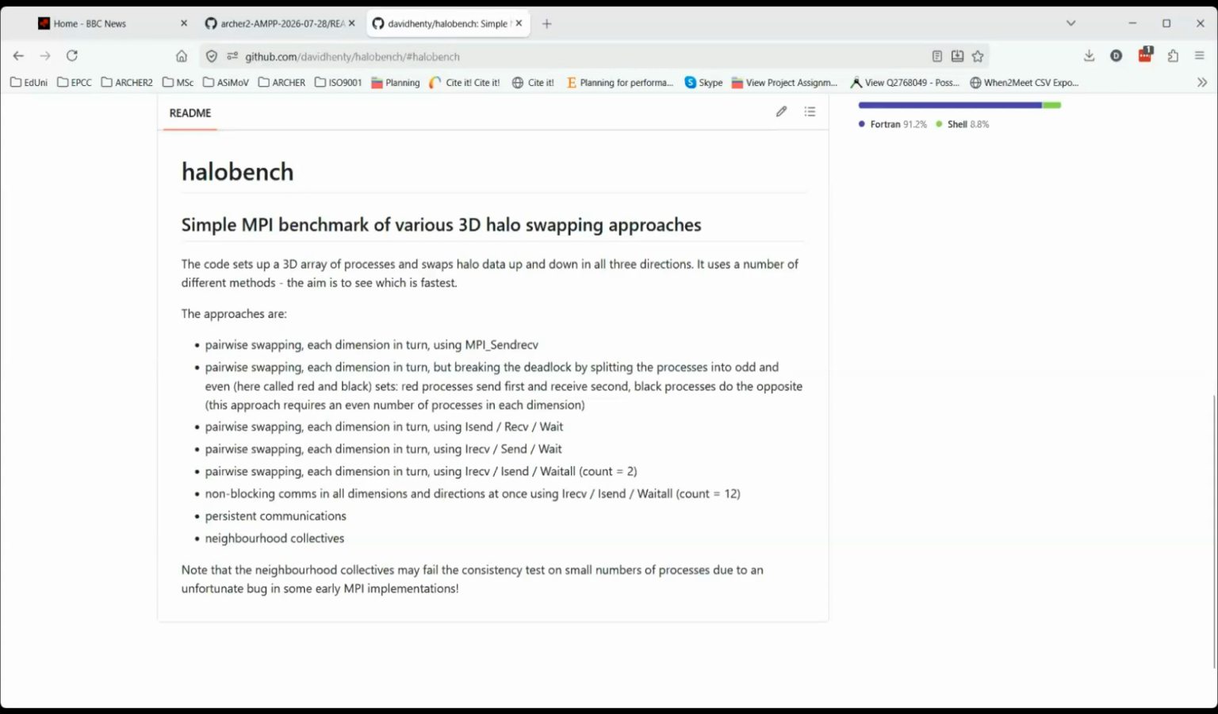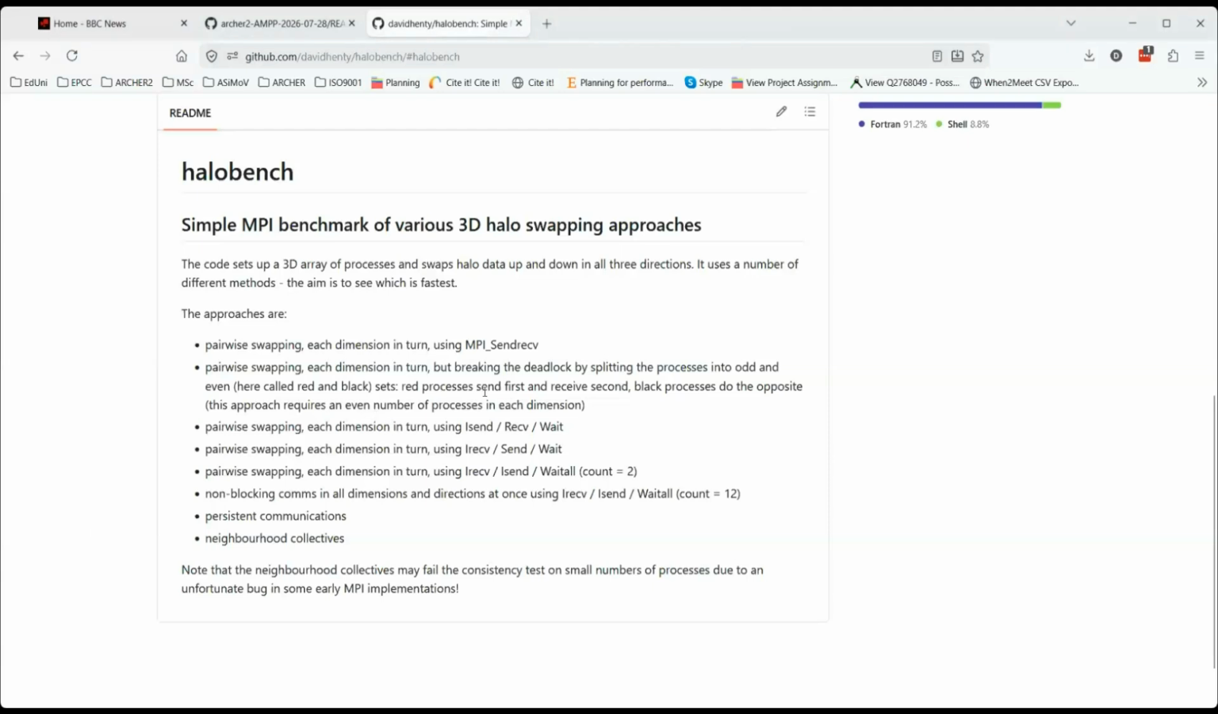I haven't had a chance to talk about this, but I recommend breaking deadlock in an MPI program using non-blocking communications. There are a lot of programs you see that use send receive. So if you want to do halo swapping with send receive, you have to loop over each dimension using send receive.